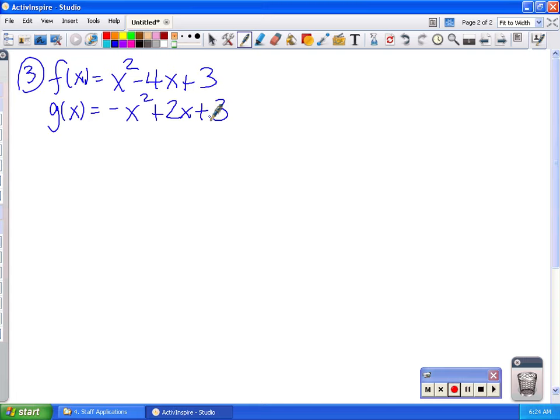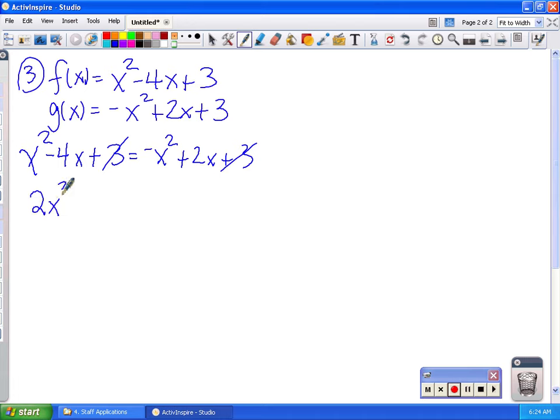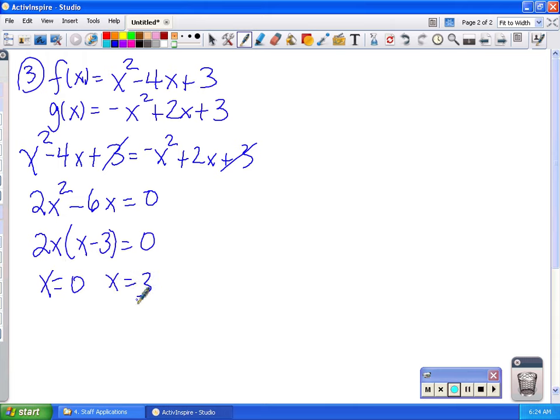X squared minus 4x plus 3 is equal to negative x squared plus 2x plus 3. The 3's are going to subtract out. I'm going to add x squared to both sides, and I'll get 2x squared. I'm going to subtract 2x from both sides and get negative 6x. Factor out the 2x, and I get x minus 3. So the points of intersection, x equal to 0, x equal to 3, and the graph in your book will confirm that. So now we're going to find the area from 0 to 3.